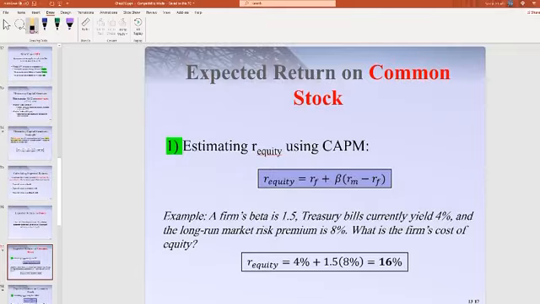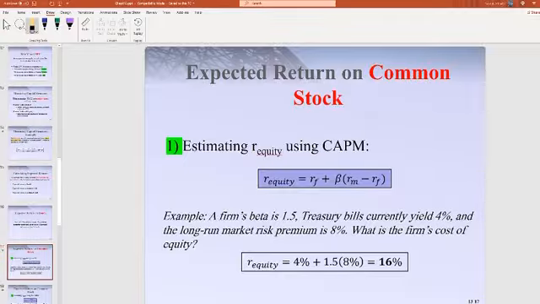Now, for common stock, you need to calculate it. There are 2 methods to calculate the expected return for common stock. As I said, all of them you will have read in Principal Finance 101, and I will just give you a quick refresher. The first one is CAPM, the Capital Asset Pricing Model, which we covered in the previous topics. So this is the formula for CAPM.